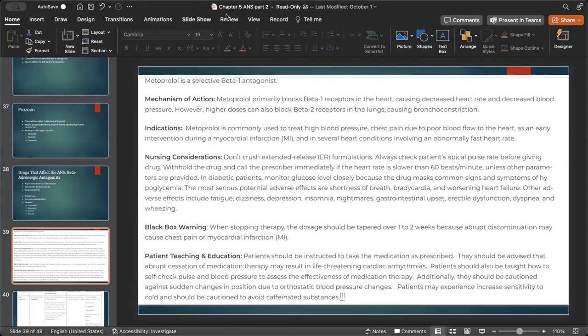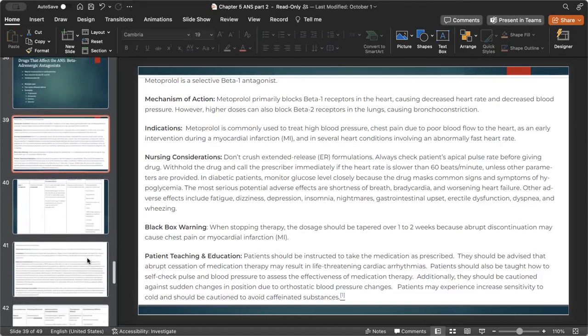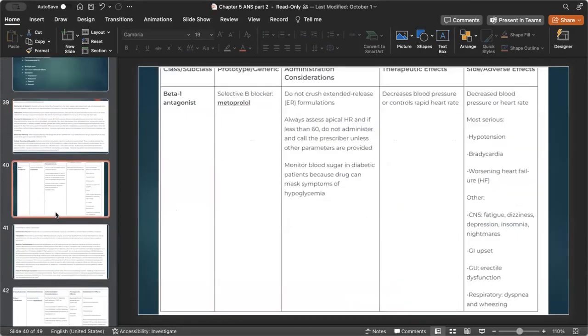Any of these medications that affect the blood pressure, always tell them to change position slowly because of that risk of orthostatic hypotension. And we want to avoid caffeinated substances because they're like sympathetic stimulants, so it's going to cause the opposite effects. We don't want something that's going to counteract. If I'm going to have something that's lowering things, but then something that's increasing it like caffeine, we don't really want that. So like I said, these are some of the things that you need to watch out for.